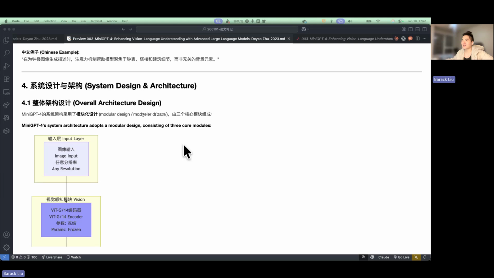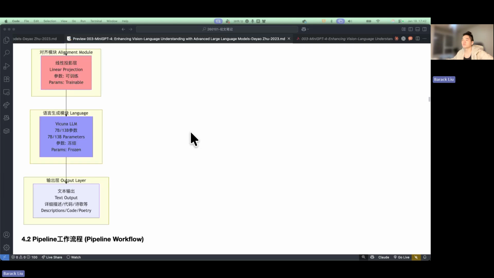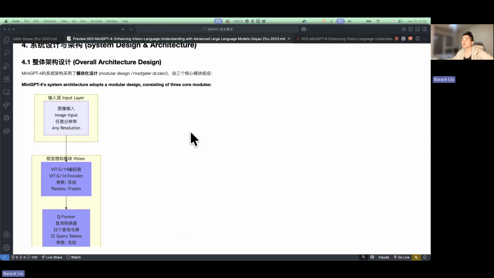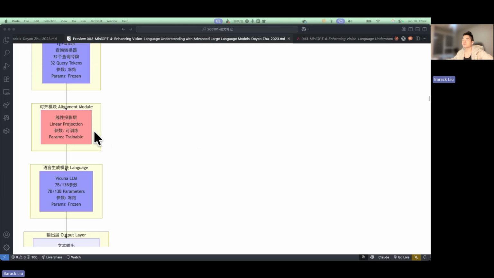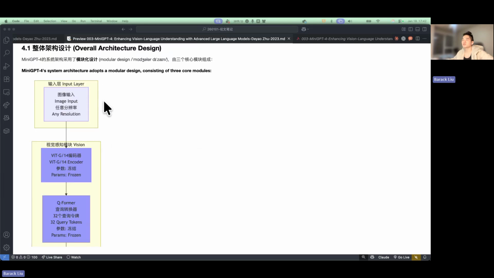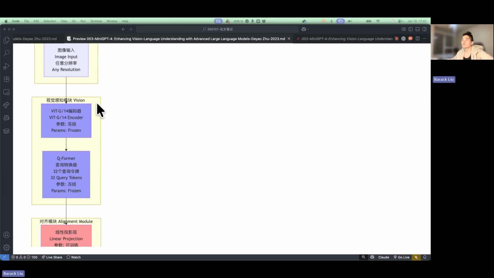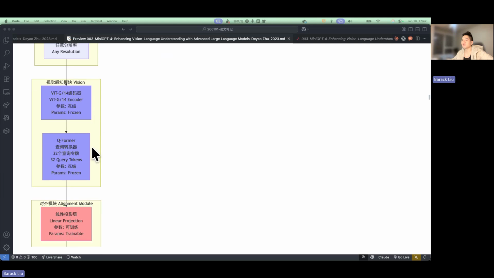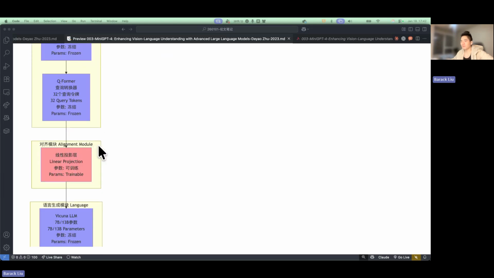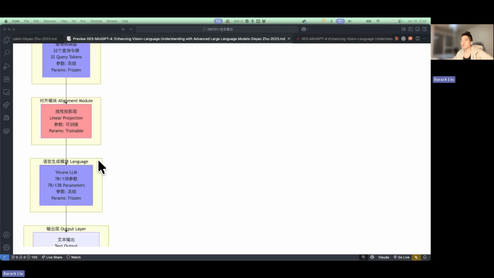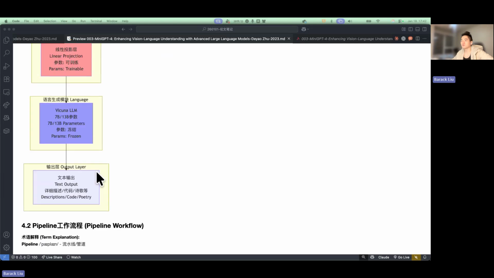MiniGPT-4's system architecture adopts a modular design consisting of 3 core modules. I feel it's more than 3. Oh, okay. Yeah, this is input. So module 1, vision, includes the ViT-G/14 encoder and Q-Former. Module 2, alignment module, which is a linear projection. Module 3, which is the Vicuna LLM and output layer.